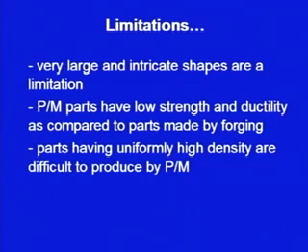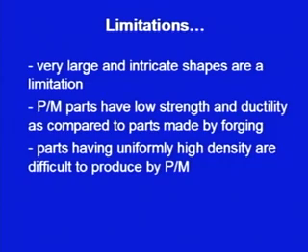The other limitations of the powder metallurgy process are that very large and intricate shapes are a limitation. If we want to make a very large shape, and the geometry of the product that we want to make is very complicated, then it acts as a limitation to the application of powder metallurgy for making that product. PM parts have low strength and ductility as compared to parts made by forging. So, the strength of powder metallurgy parts is less, as well as the ductility, which is considerably less as compared to parts made by the basic manufacturing processes like forging.